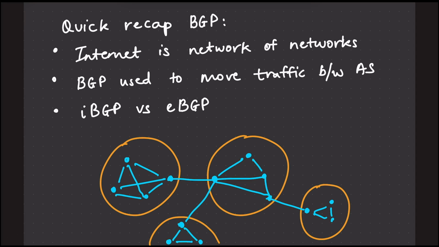Let's begin with a quick recap of what BGP is. The internet is made up of thousands of independent networks. Each of these networks is under some domain, or AS, an autonomous system. So BGP is used to move traffic between ASs. There are two main types of BGP, iBGP and eBGP. eBGP works between two different autonomous systems, whereas iBGP works within a single autonomous system.